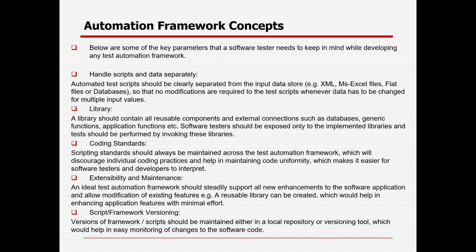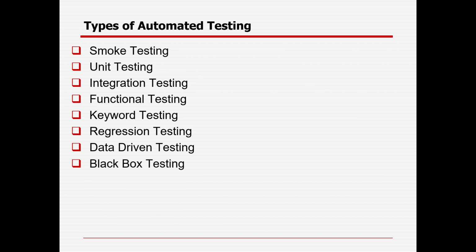That is the way when you keep versions: everyone can understand what different changes have been implemented down the line, who changed them, and all this. So version control is really important for the framework. What types of testing can we perform using this kind of framework? Smoke testing, unit, integration, functional, keyword driven, regression, data driven, and primarily black box testing.